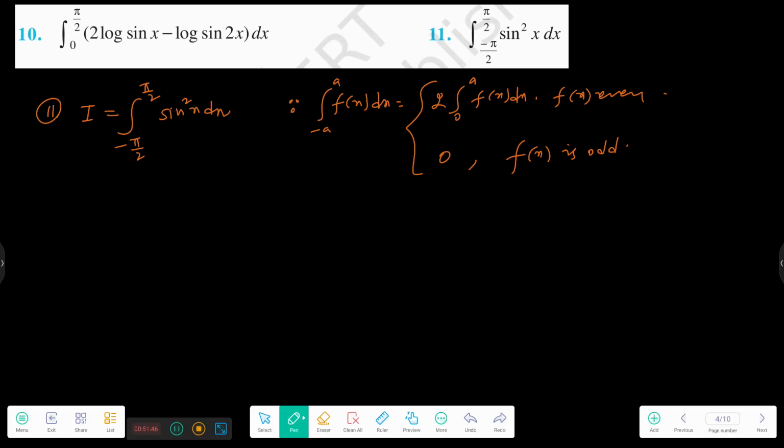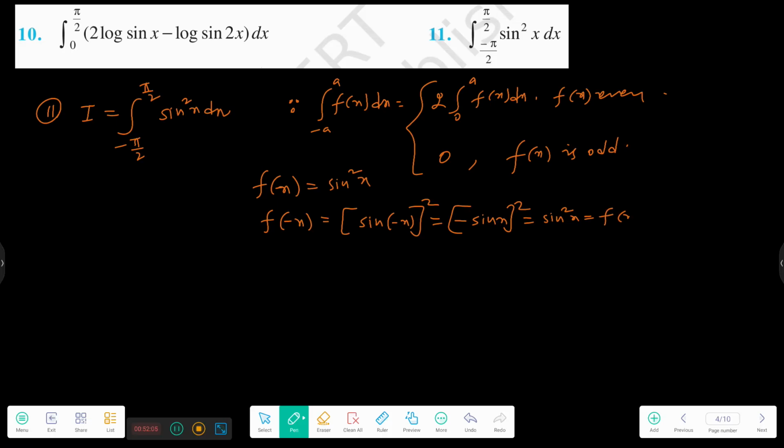Square means surely it will be an even function. If you want to check, f of x is equal to sine square x, so f of minus x is equal to sine of minus x the whole square, which is equal to minus sine x the whole square. When you apply the square, it is plus sine square x, which is equal to f of x, so it is even. The even function property we have to apply first. So I became 2 times integral 0 to pi by 2 sine square x into dx.